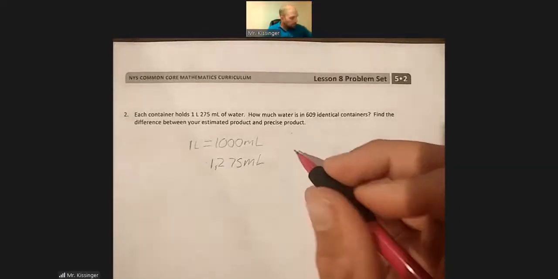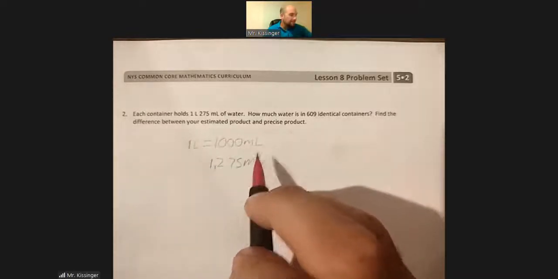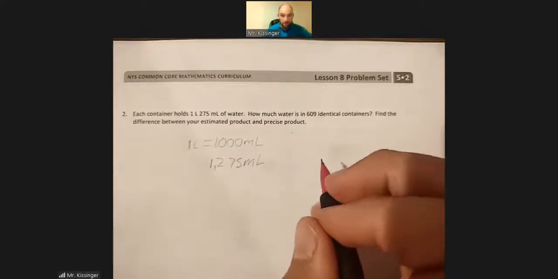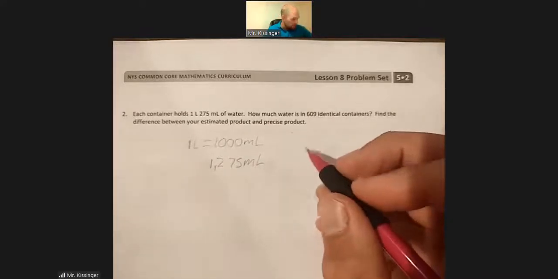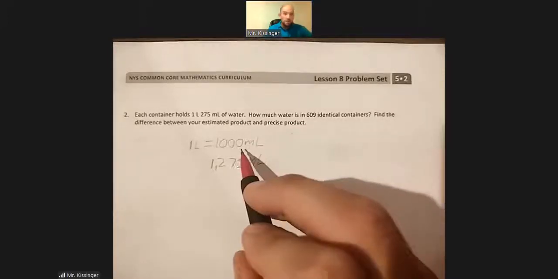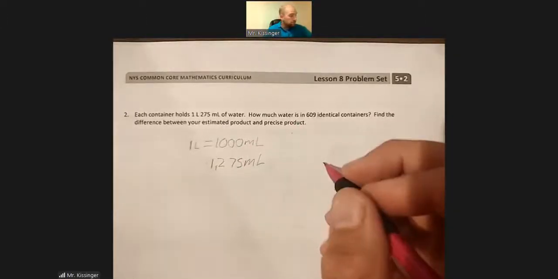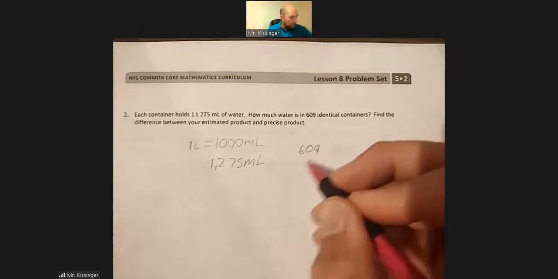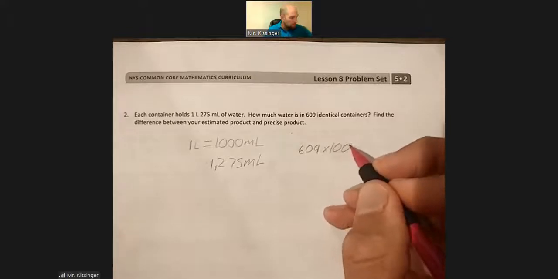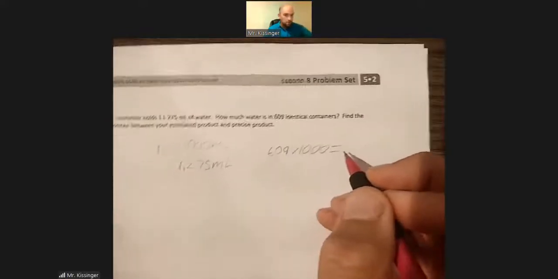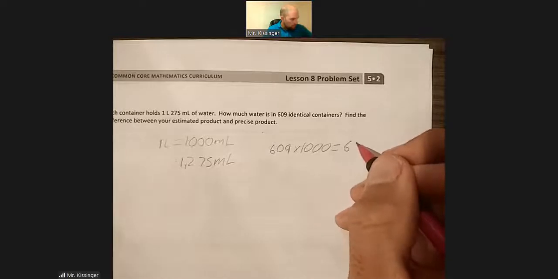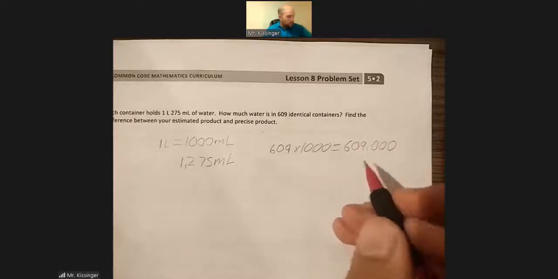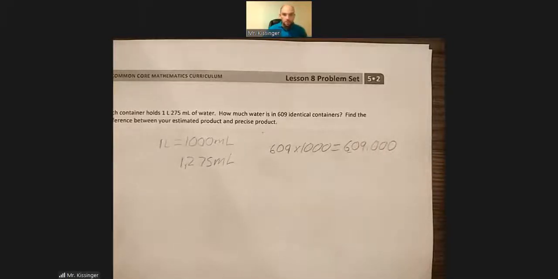Well, if I round this to the nearest 1,000, I would say that each one holds about 1 liter or about 1,000 milliliters. Since we know that we're going to be doing our final calculation in milliliters, I'm going to multiply 609 by 1,000. Which is 609,000. So that's going to be our estimate right there.